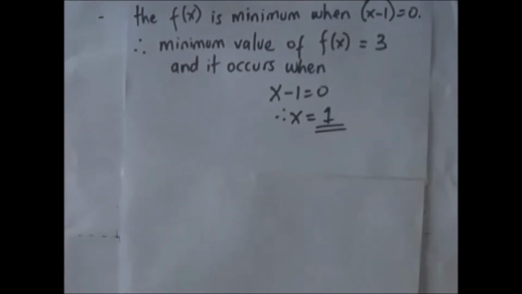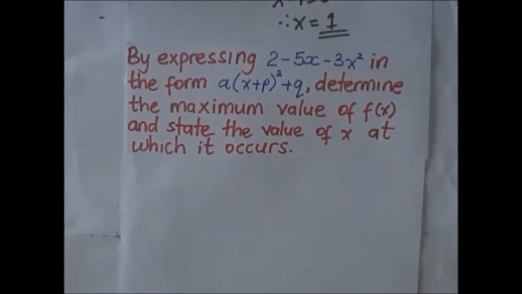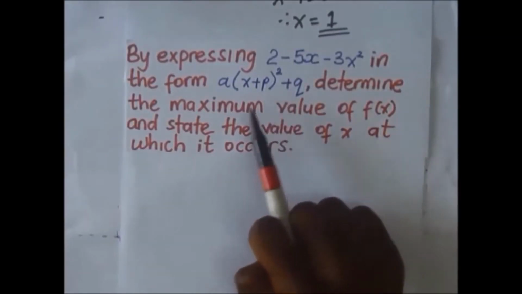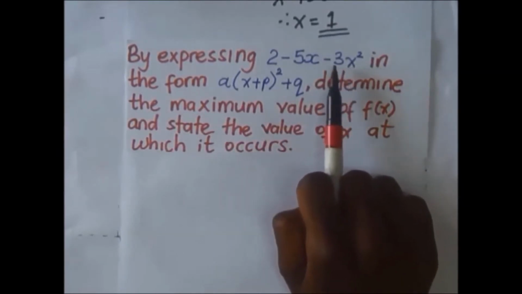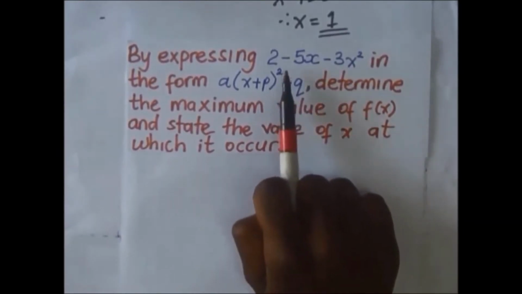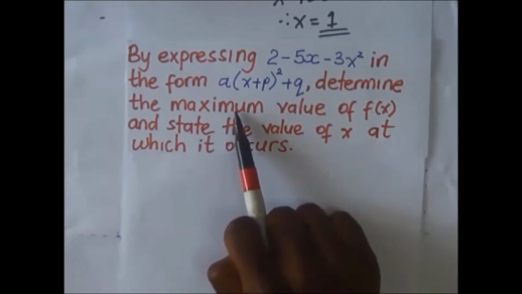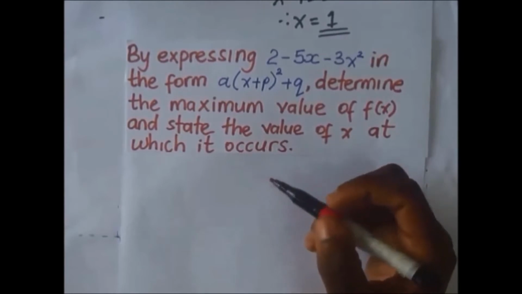Let us do one more number. By expressing 2 minus 5x minus 3x squared in the form of a into that, determine the maximum value of f of x and state the value of x at which it occurs. We are going to use the same approach, but here this quadratic expression has got a maximum value. Why? Because the coefficient of x squared is a negative 3. Because the coefficient of x squared is negative, it means that this quadratic expression has a maximum. So we are going to calculate for that maximum, but the rest is the same procedure as before.